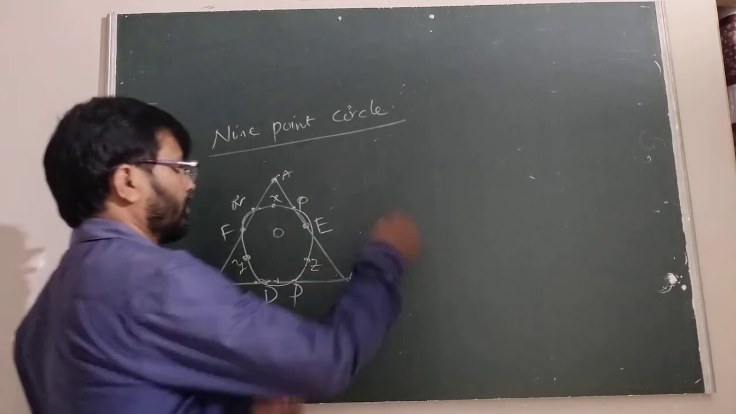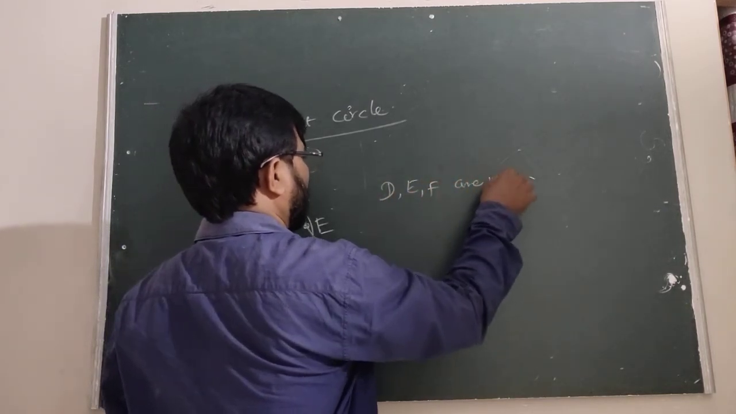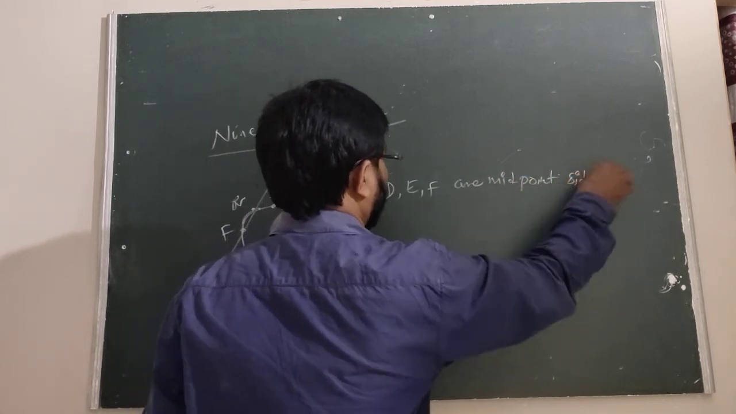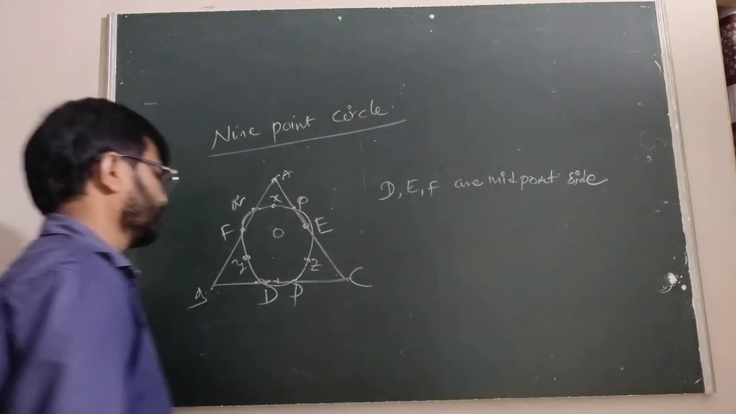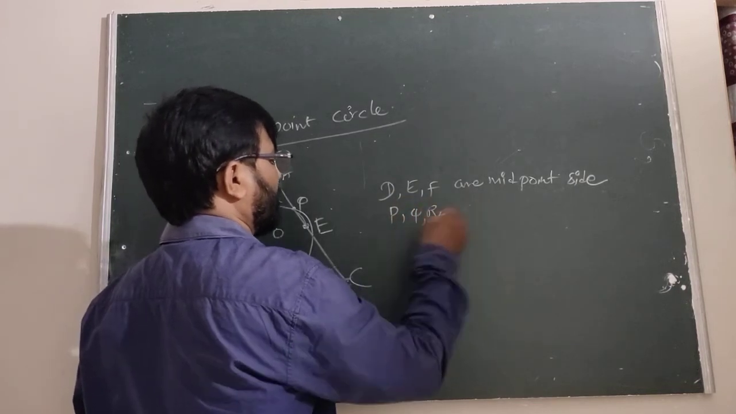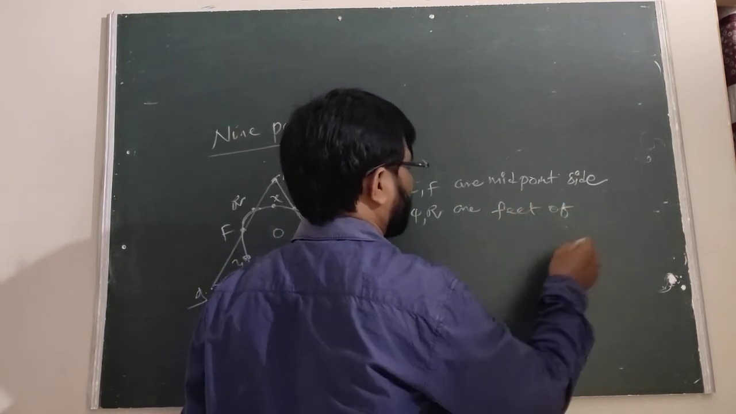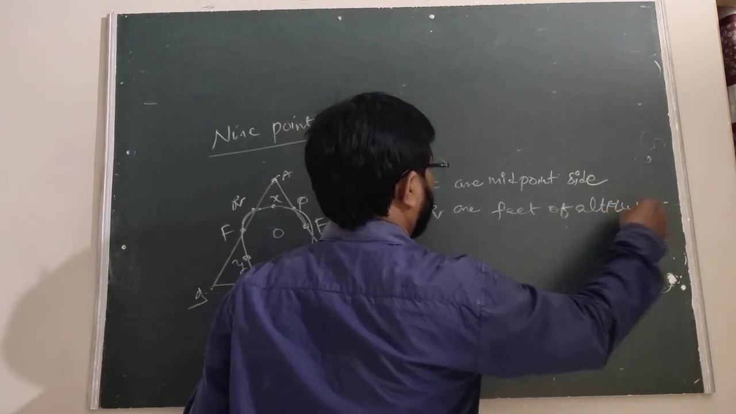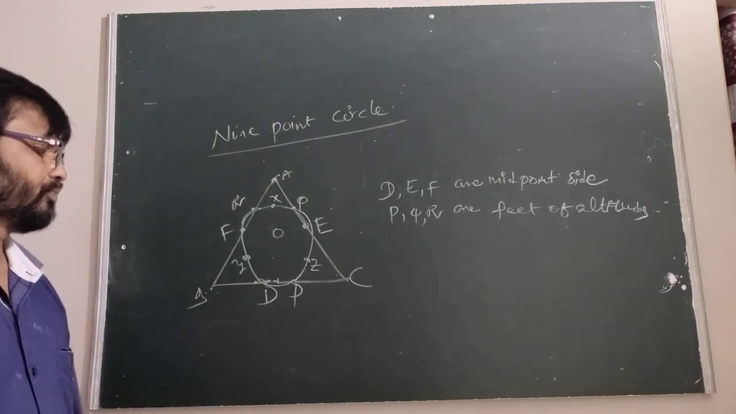Here, all of you listen. D, E, F are the midpoints of the sides BC, CA, AB, and P, Q, R are the feet of the altitudes drawn from the vertices A, B, C respectively.